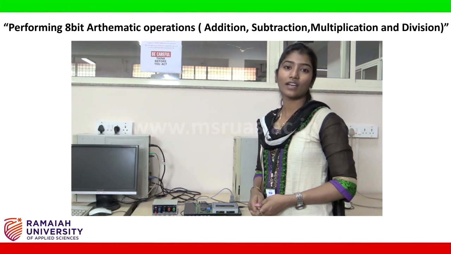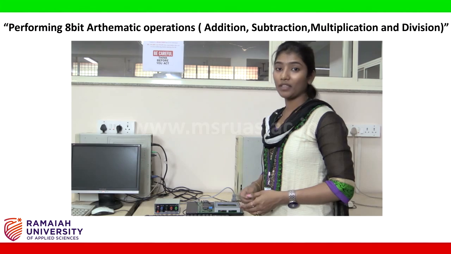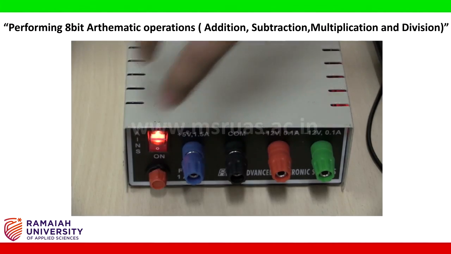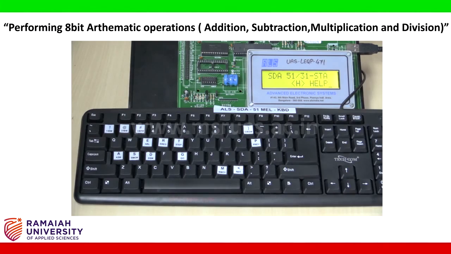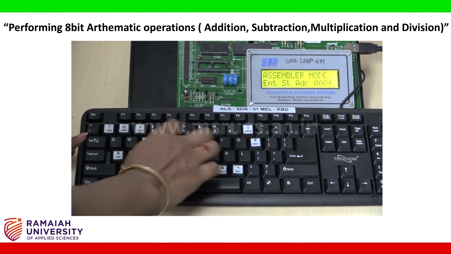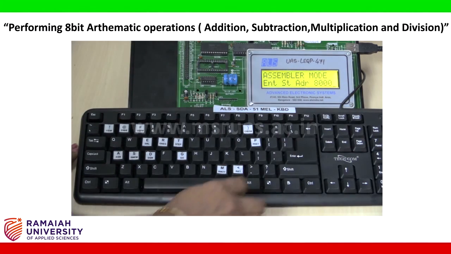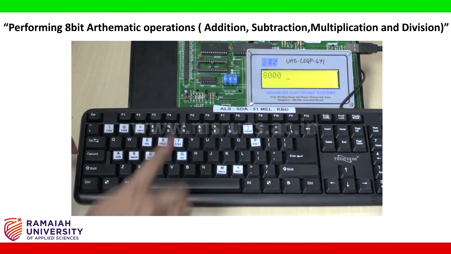So now let us understand how the addition program can be written in ALP using this kit. Before starting, let us switch on the power supply. Now let us start typing the program for addition of two 8-bit numbers. Before starting, give A, and the memory location from which you want to start, then give enter, and then start writing your code from here.